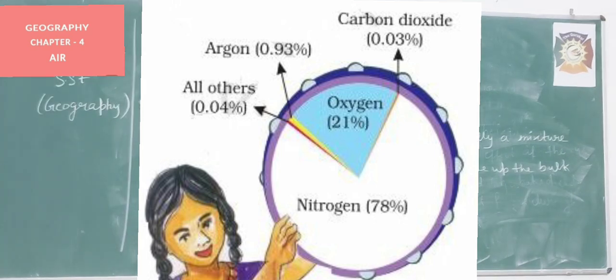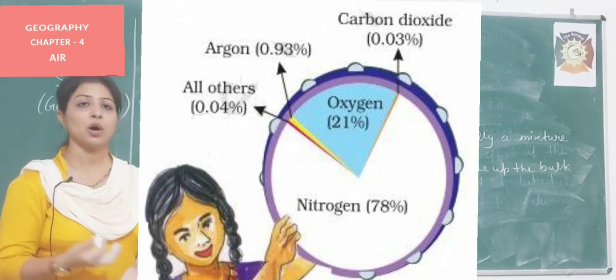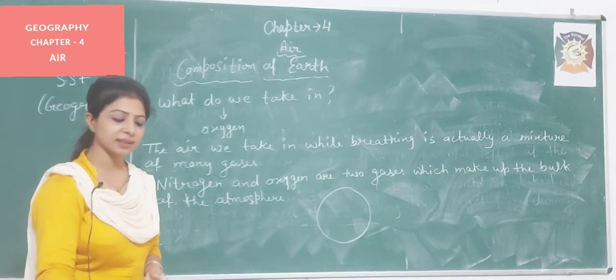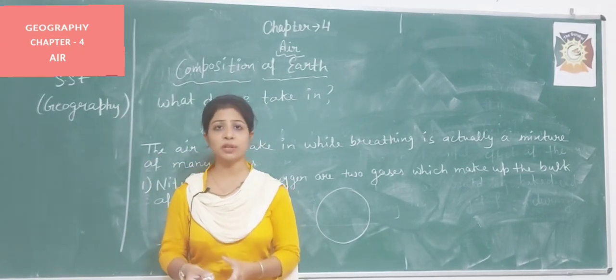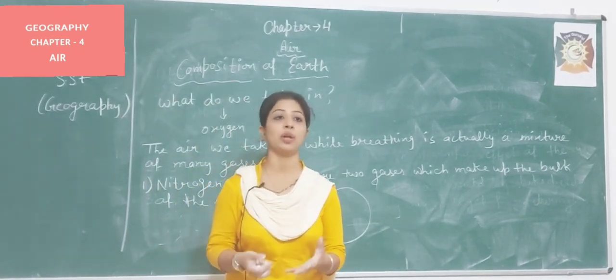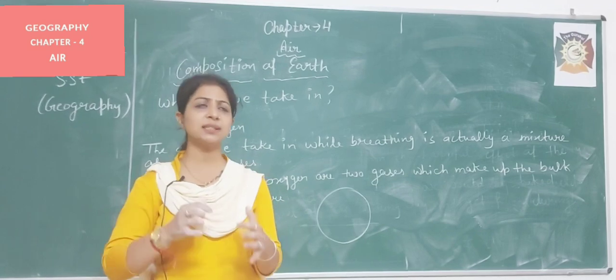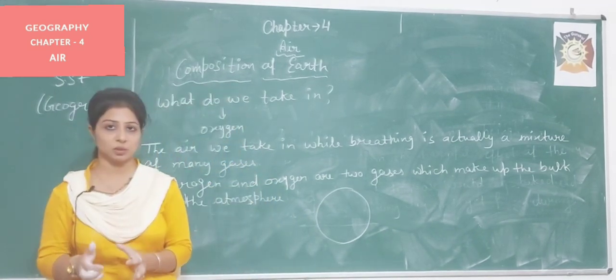78% is nitrogen and 21% is oxygen in our atmosphere. It is in high quantity, we can say. Or we can say, what are the other gases in the atmosphere? Carbon dioxide, helium, ozone, argon and hydrogen. These are the gases which are in lesser quantity.